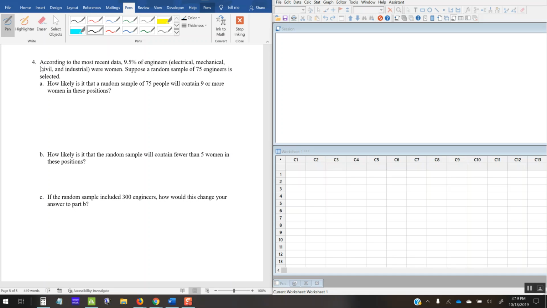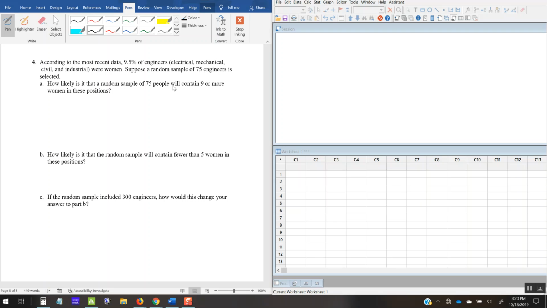So we're looking at some data where, according to our most recent data, I don't remember what year this is from, so I hope it's more recent than I think it is. I think it's a couple years old, so recent, not so much. Anyway, 9.5% of all engineers, including electrical, mechanical, industrial, and civil, so not nuclear, were women. So suppose we're going to look at a random sample of 75 engineers that's selected.